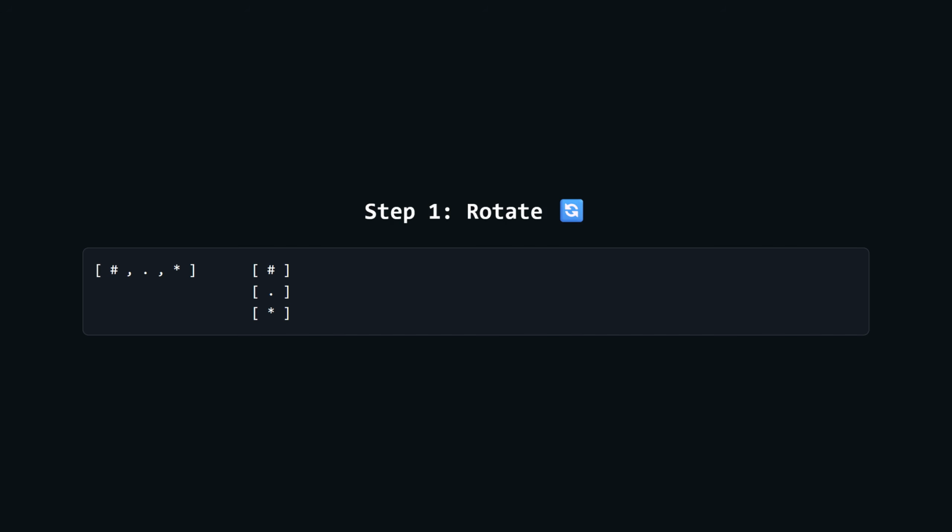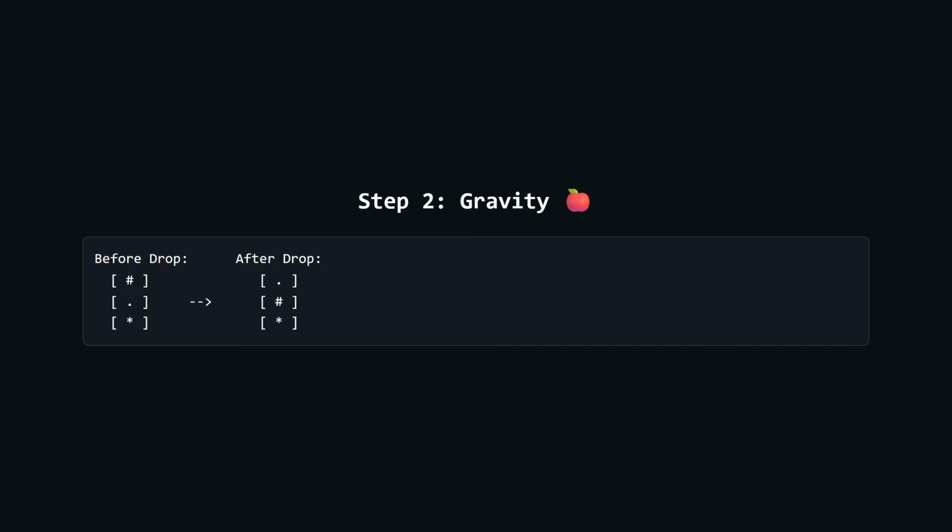The first thing we need to do is imagine physically turning this box 90 degrees clockwise. So the rows become columns, and the columns become rows. But here is the catch. After we rotate the box, gravity takes over. The stones are going to fall downward, through the empty spaces, until they hit the bottom of the box, hit an obstacle, or hit another stone.